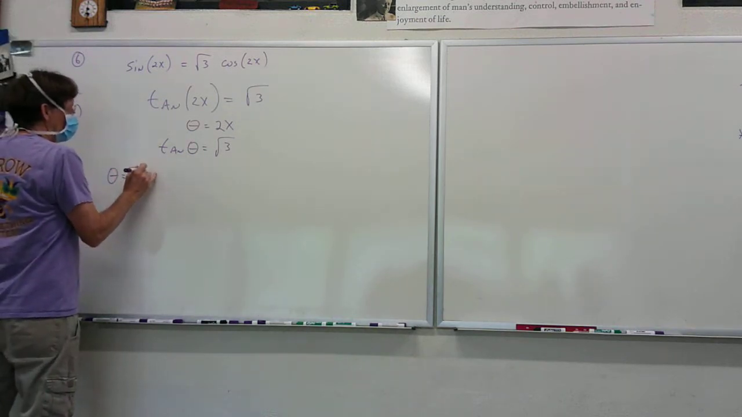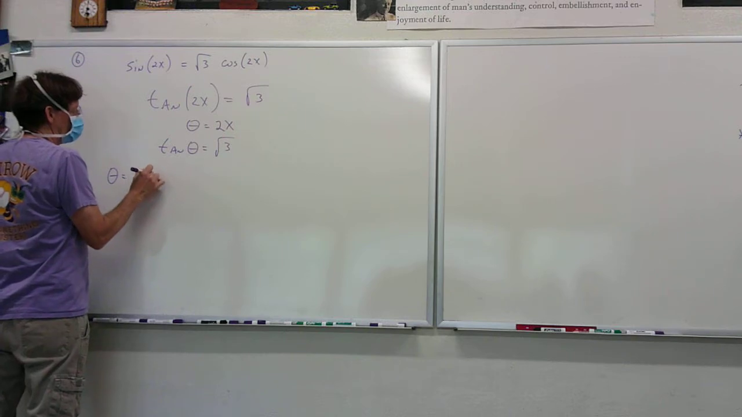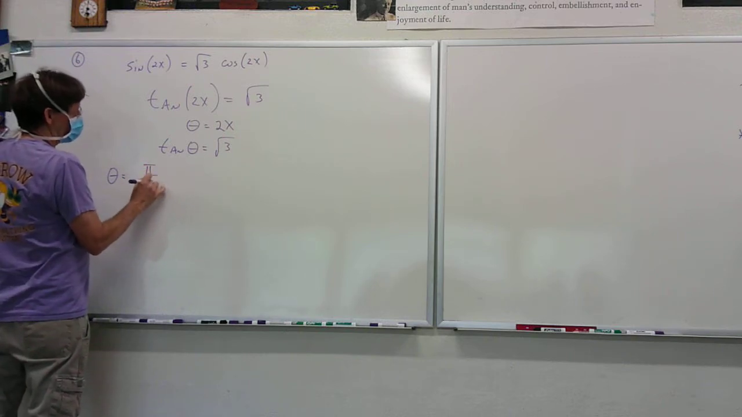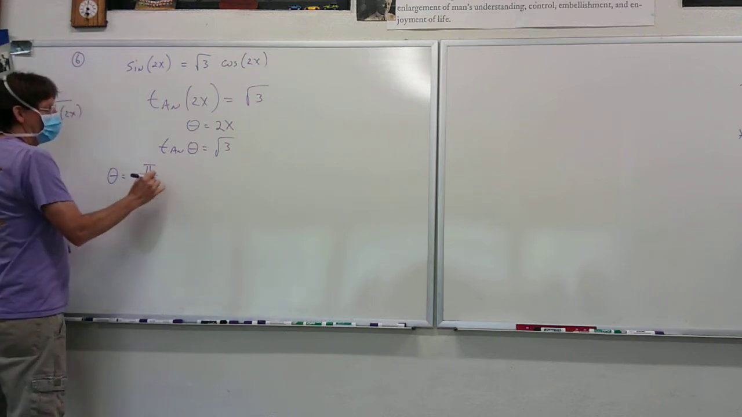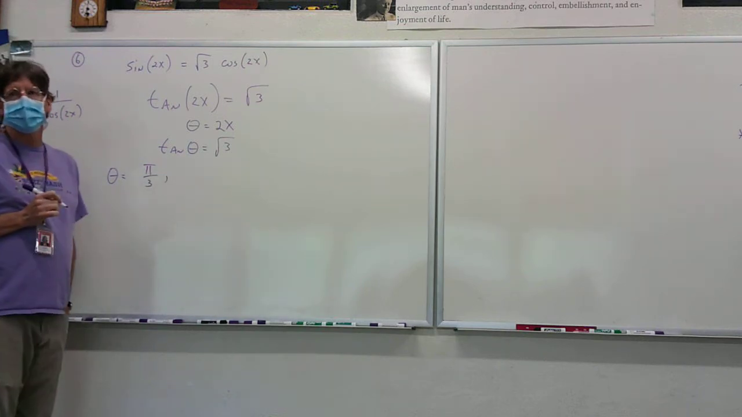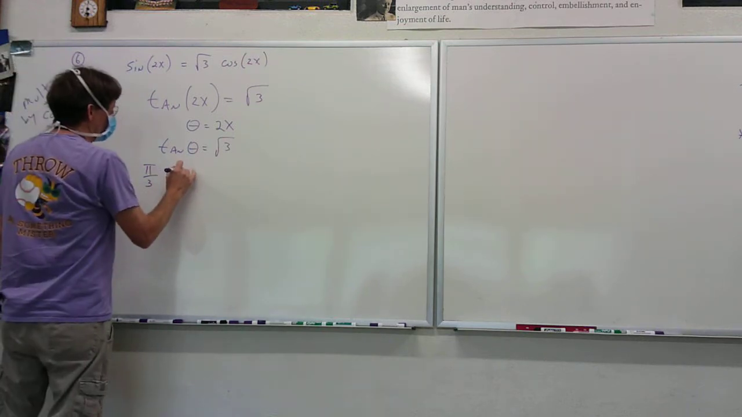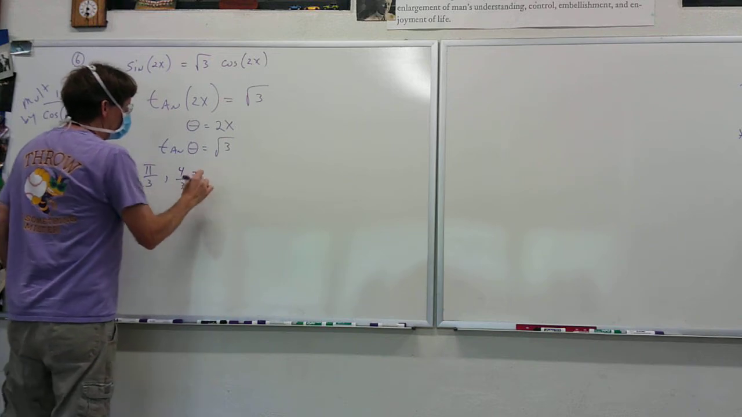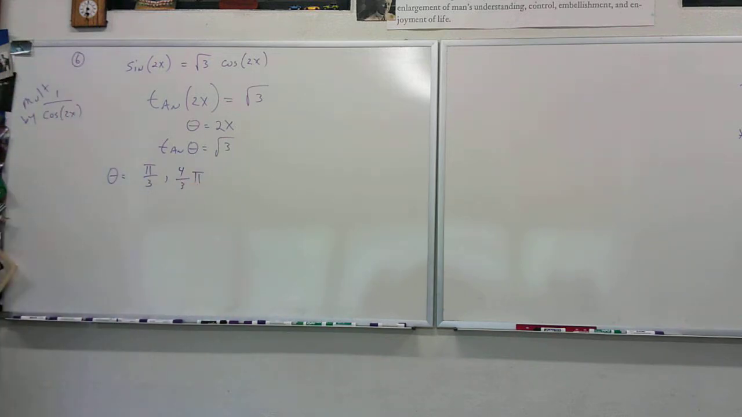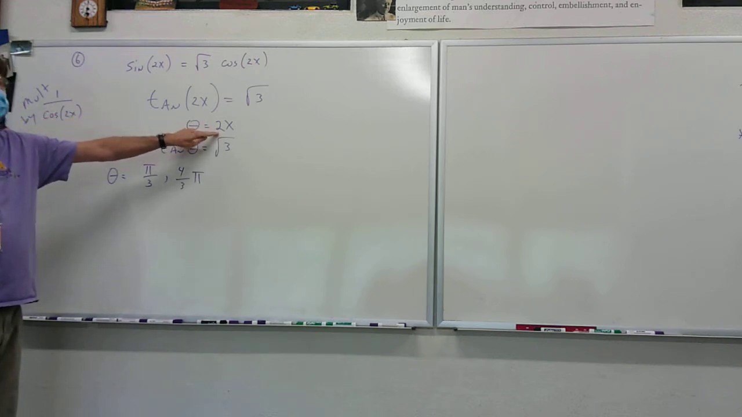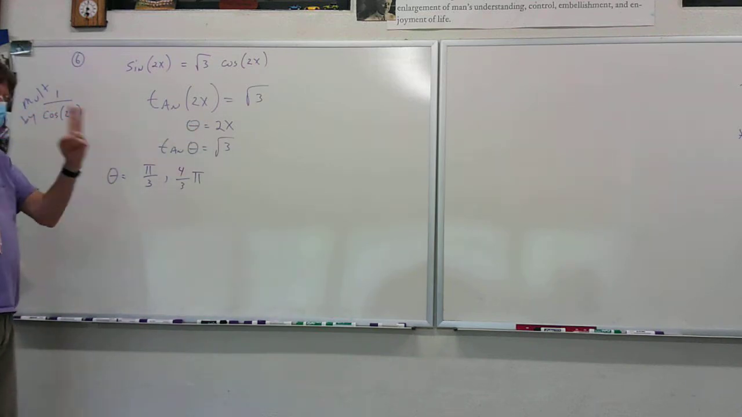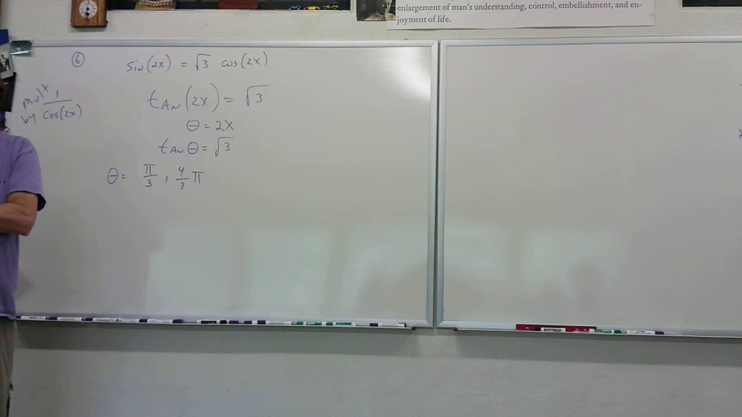We're talking about what? Pi over, how much? Pi over 3. And where else if you go all the way around the circle? 4 over 3. Now, that went around the circle one time. But I got to go around the circle how many times? 2. So I'm going to add 2 pi to every one of those.